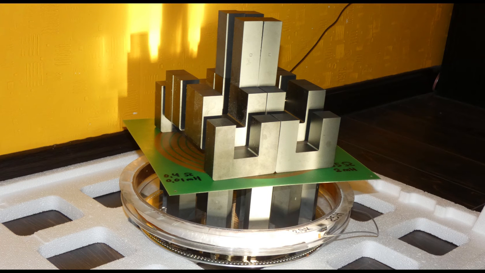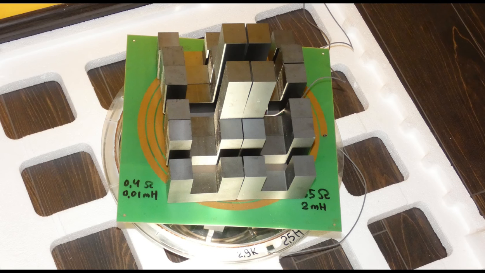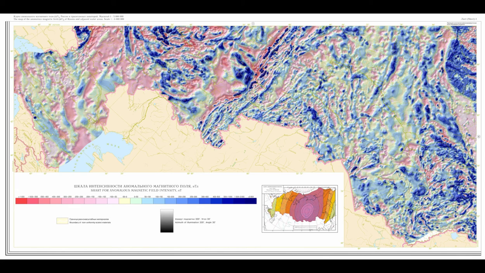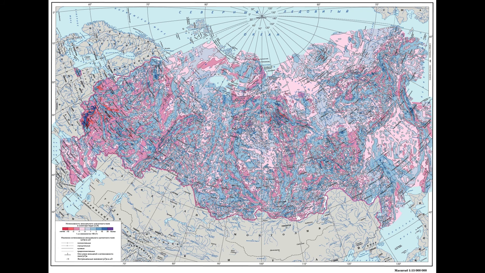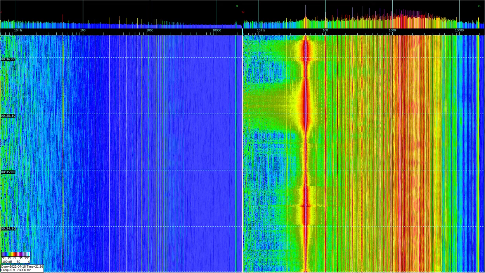The left half of the screen is the spectrum from the flat coil. The right half of the screen is the spectrum from the annular coil. Frequencies 0.03 to 0.3 Hz and 0.3 to 3 Hz, wavelengths 1 to 10 million km and 100 to 1,000 km, belong to geomagnetic pulsations.